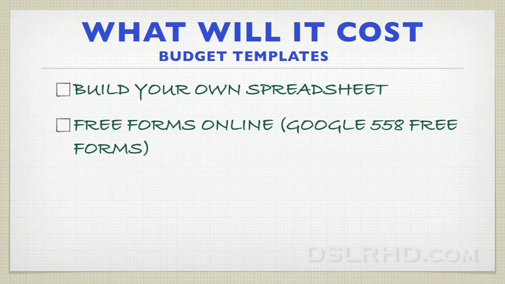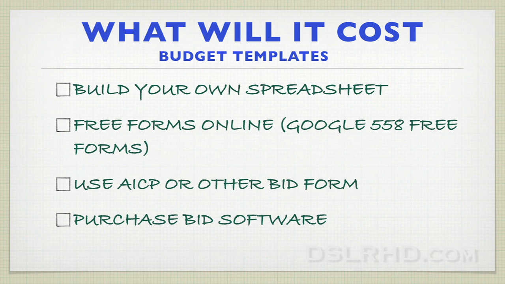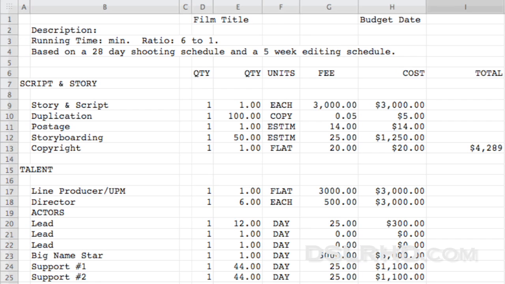If you just Google like 558 free forms for film, there's a site that actually has that many on there. And there also are organizations like AICP or other organizations that may have a bid form that you can use or that you have to use as part of your agreement to be in the organization. And then you can purchase bid software. There's lots of things out there. I haven't used all of it, so I can't say what's good and bad, but most of it has solved a problem for somebody somewhere, and it may be worth looking at, particularly if you're a larger company.